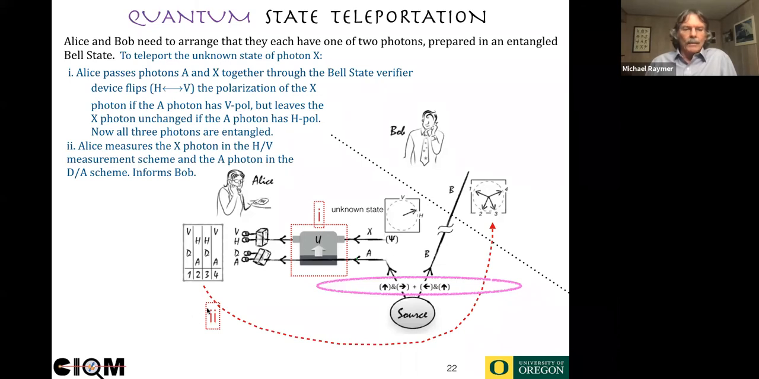Now, what's going to happen? Alice can call up Bob on the telephone and give him the information about which outcome she observed, one, two, three, or four. Now, at this point, if you know quantum theory well enough, you can see that Bob now knows something about the B photon, because he knew that it was originally entangled with the A photon. He knew that Alice did this comparator operation. Alice told him what the result was, so he's gained information. So he now knows that his photon is one of these four states.